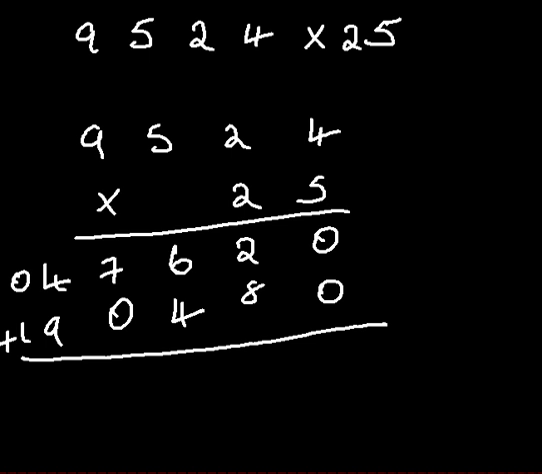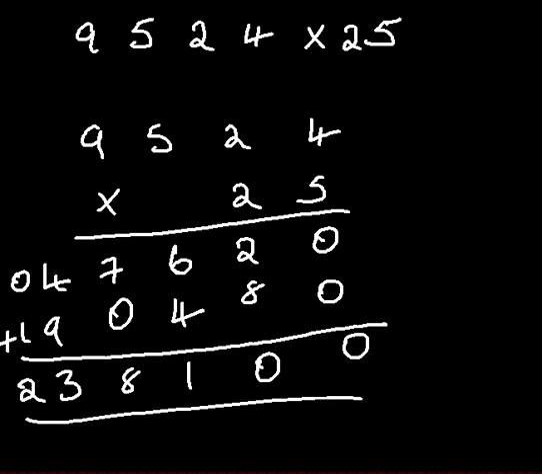And 0 plus 0, we have it as 0. And 2 plus 8, that is 10. We'll put 0 and keep 1. And 6 plus 4, that is 10, and 10 plus 1, that is 11. We'll put 1, keep 1. And 7 plus 0, that is 7, 7 plus 1, that is 8. And 4 plus 9, that is 13. Now we'll put 3 and keep 1. 0 plus 1, that is 1, and plus 1, that is 2. So this is the solution.